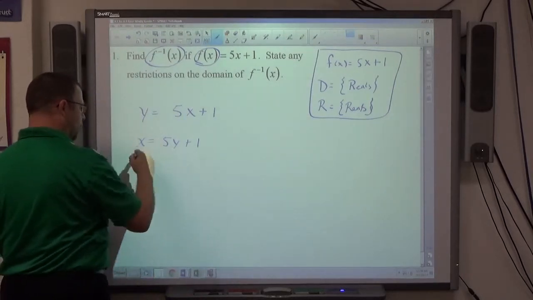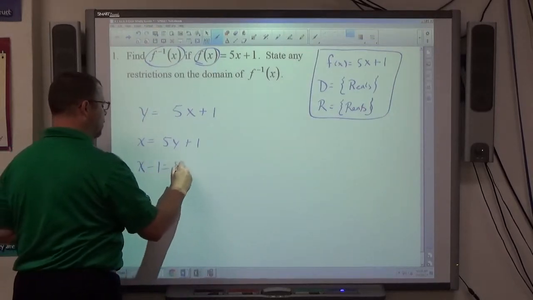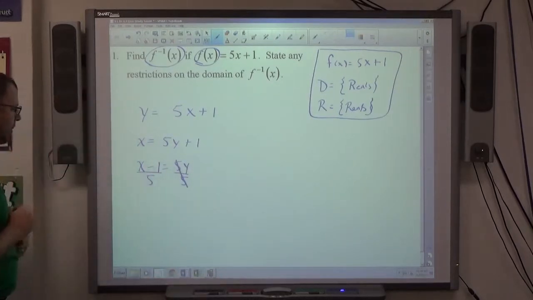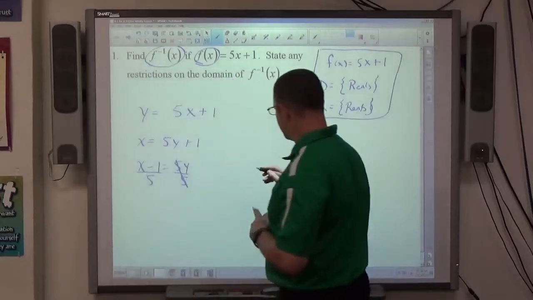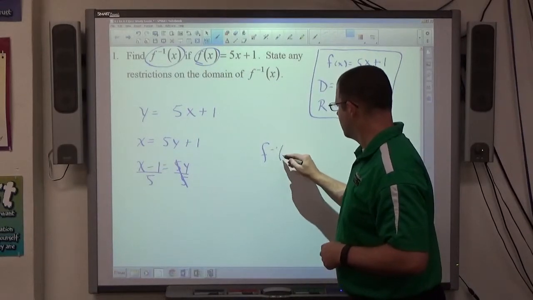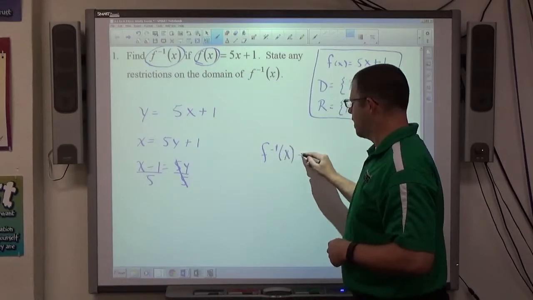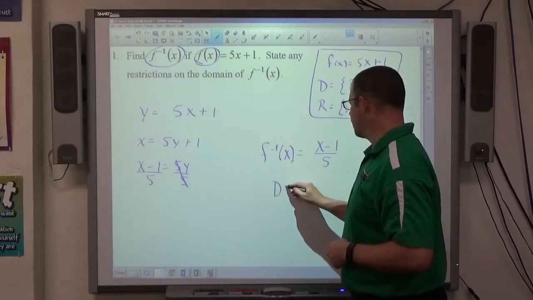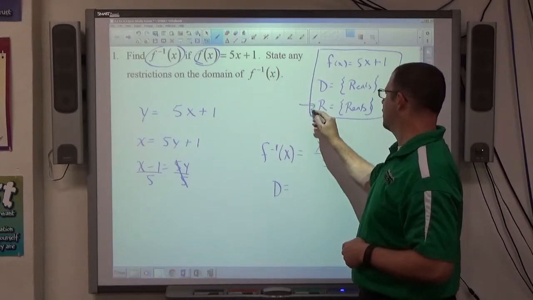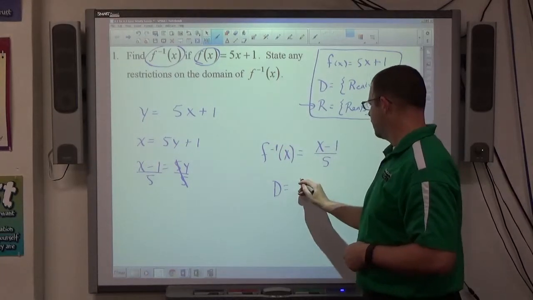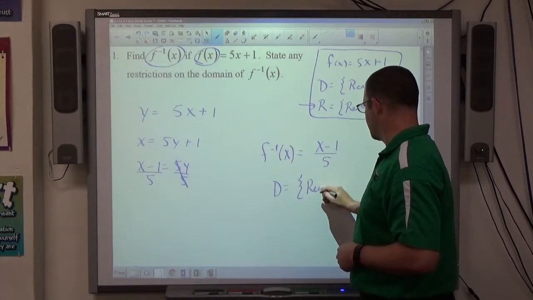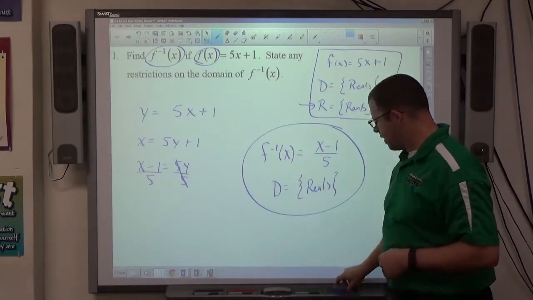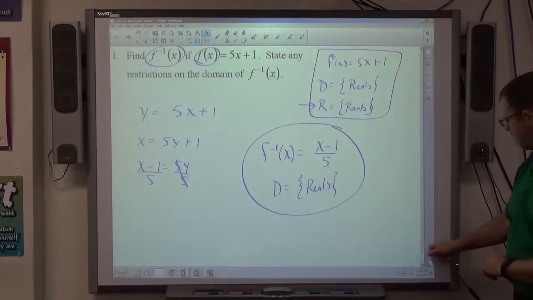So if I move the 1 over, I get x minus 1 equals 5y. Divide both sides by 5. We get y equals x minus 1 over 5. So my inverse function is going to be x minus 1 all over 5. As far as the domain is concerned, the domain of the inverse function matches the range of the original function. So the domain of this is all real numbers. And that'd be the final answer for that one.